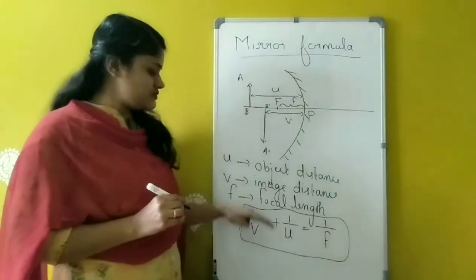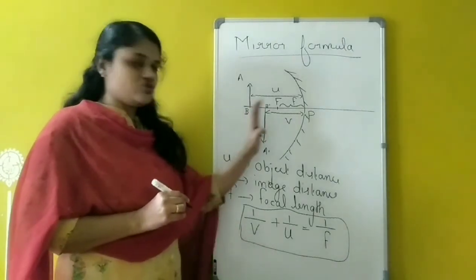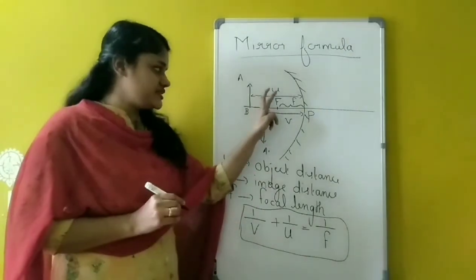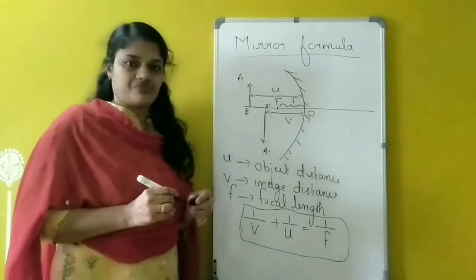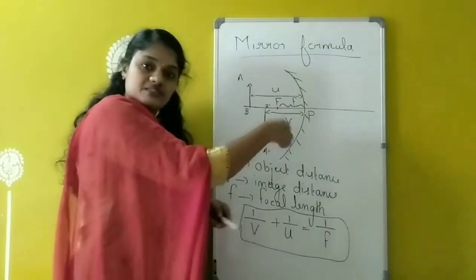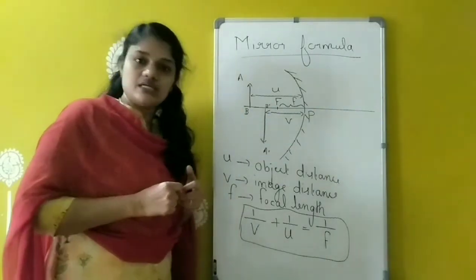So based on this we have to do so many problems based on spherical mirrors, so you have to study this clearly. U means object distance, V is the image distance, and F is the focal length. This is applicable for concave as well as for convex mirrors. For both mirrors we can use the same formula, which is called the mirror formula.